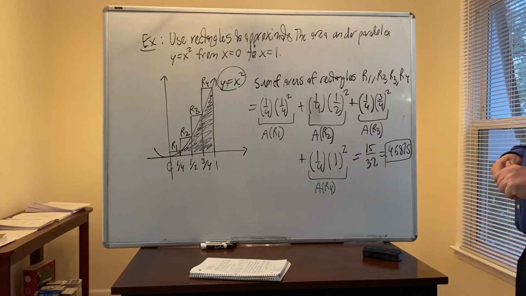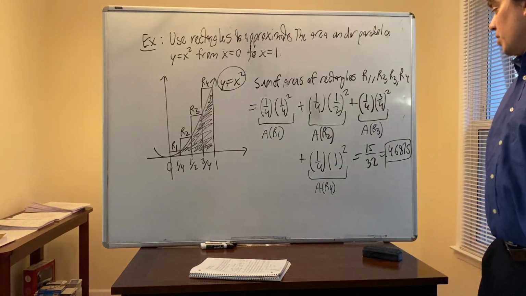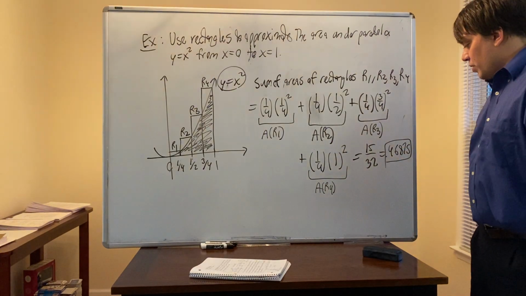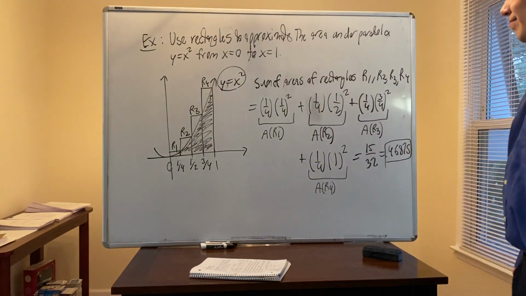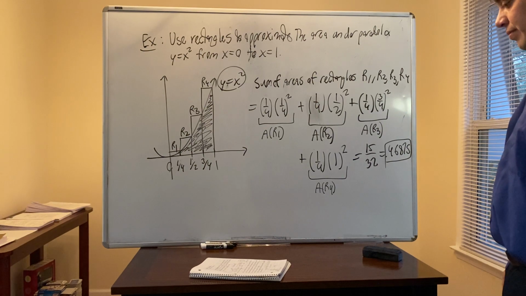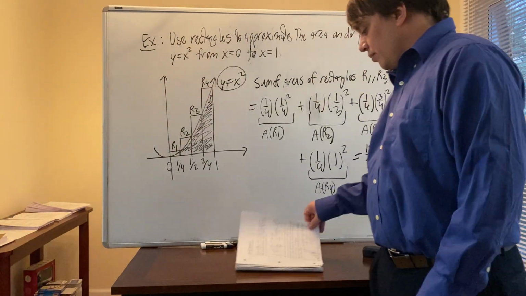Okay, so we approximate the area under the parabola y equals x squared from x equals 0 to x equals 1. The area is approximately 0.46875. Okay, so that's our first example.